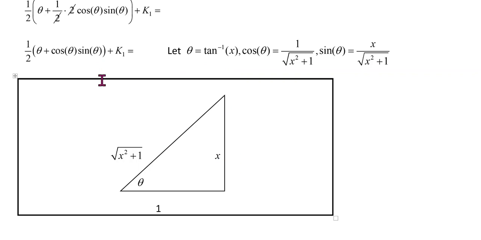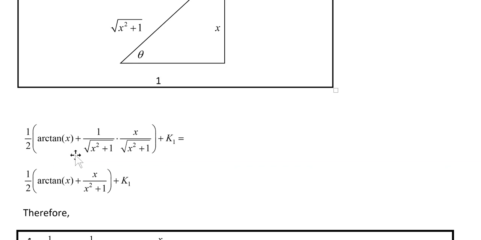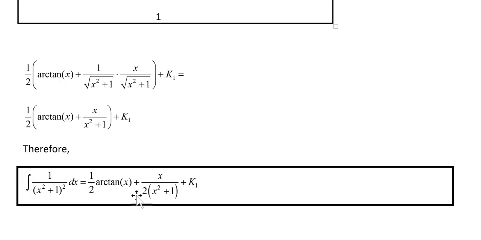From the right triangle, we are going to read cosine theta. Cosine theta is usually adjacent over hypotenuse, so it's going to be 1 over square root of x squared plus 1. Sine theta is going to be opposite over hypotenuse, so it's going to be x over square root of x squared plus 1. So we take those data, we put them into the solution, and then we get our final answer in terms of integration.